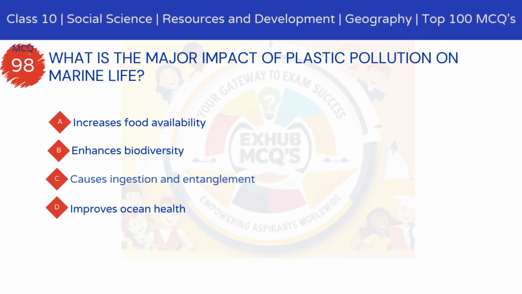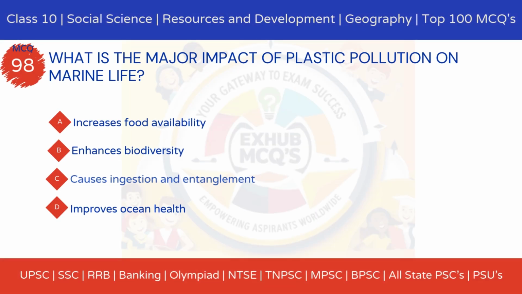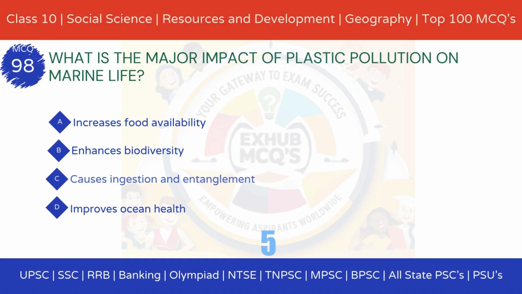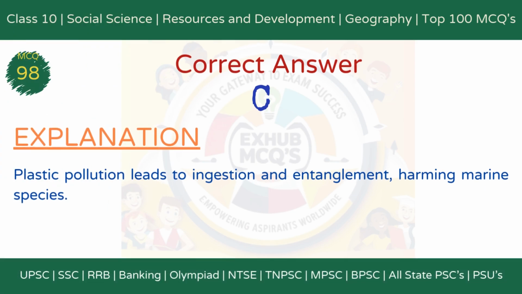MCQ 98. What is the major impact of plastic pollution on marine life? Option A, increases food availability. Option B, enhances biodiversity. Option C, causes ingestion and entanglement. Option D, improves ocean health. The correct answer is option C, causes ingestion and entanglement. Explanation. Plastic pollution leads to ingestion and entanglement, harming marine species.